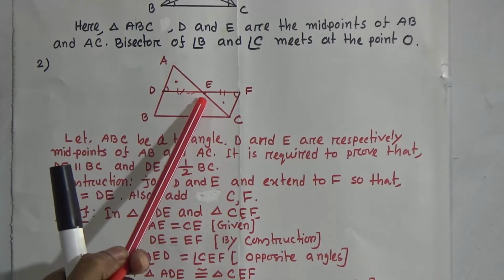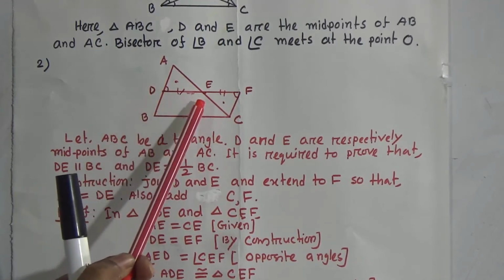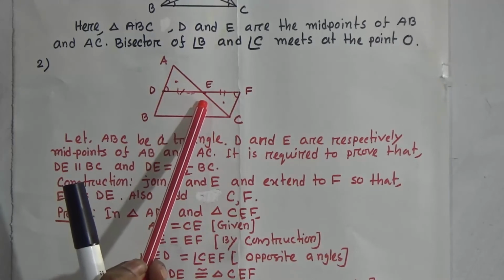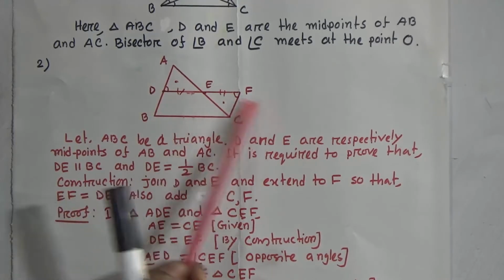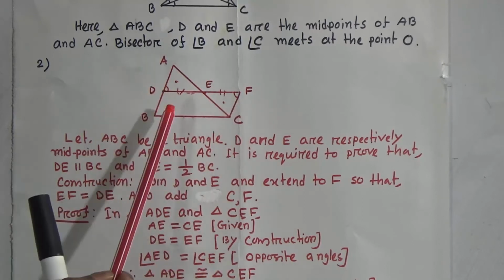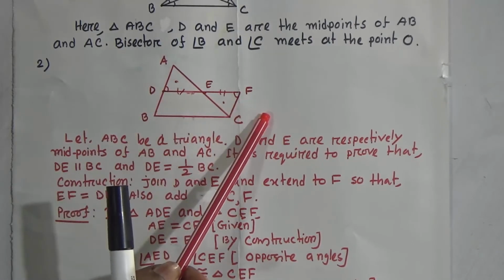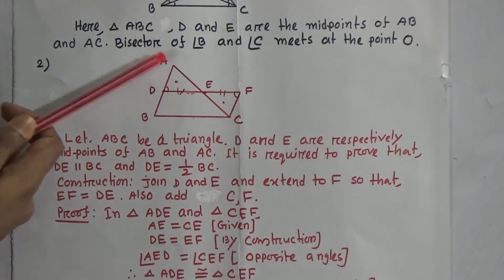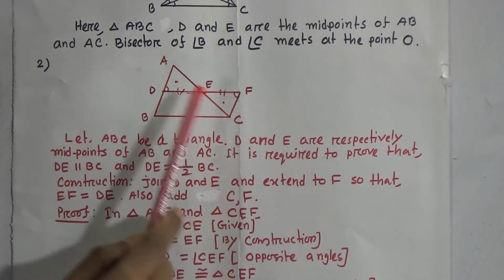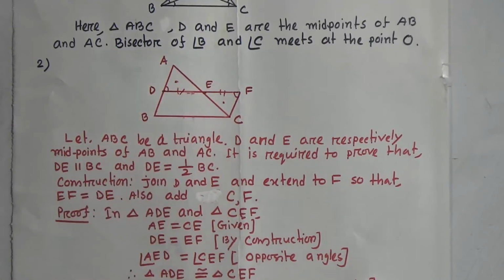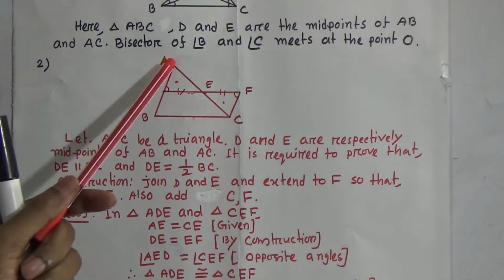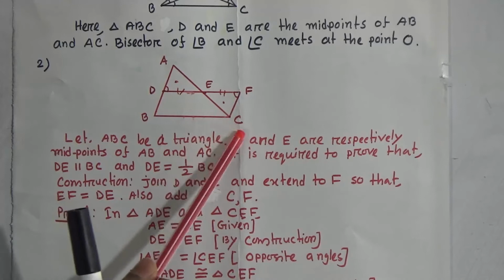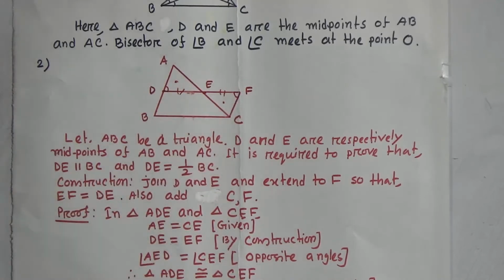Again you see, DE equals EF according to the construction. And angles AED and CEF are vertically opposite angles. We know vertically opposite angles are equal. Therefore, you can say triangles ADE and CEF are congruent.